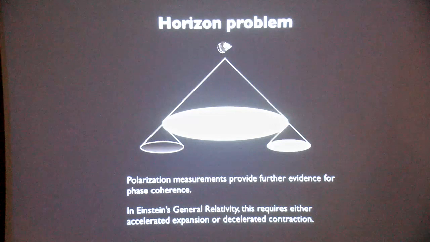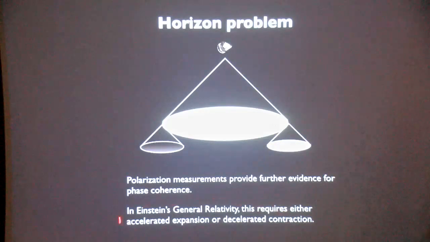You can go further and look at the polarization measurements. Some of you had quite technical questions, so if anyone is more interested, I can describe this in more detail later, but the polarization measurements provide additional evidence for this phase coherence.